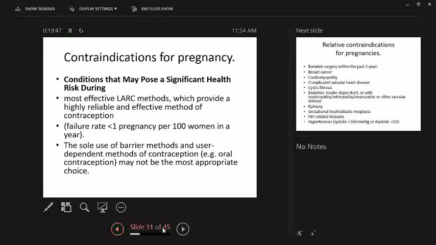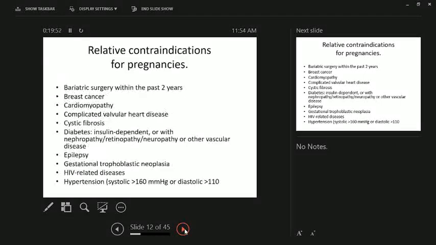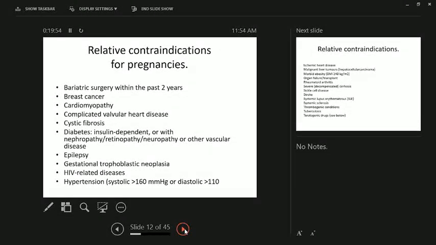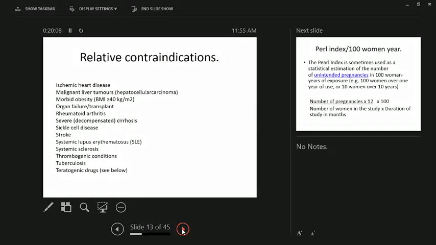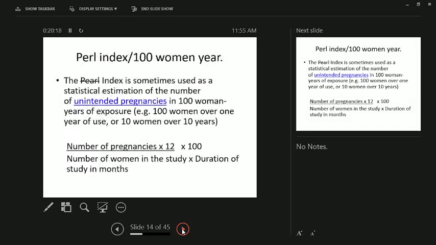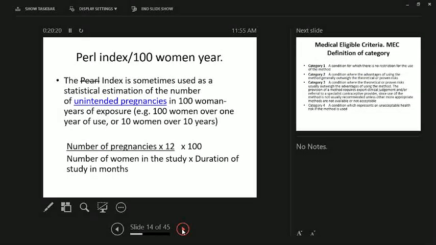And there are some sets of relative contraindications: cystic fibrosis, cardiomyopathy, epilepsy, gestational trophoblastic neoplasm, and HIV related diseases. We need to use reliable methods of contraception for these women till their medical condition gets sorted out.